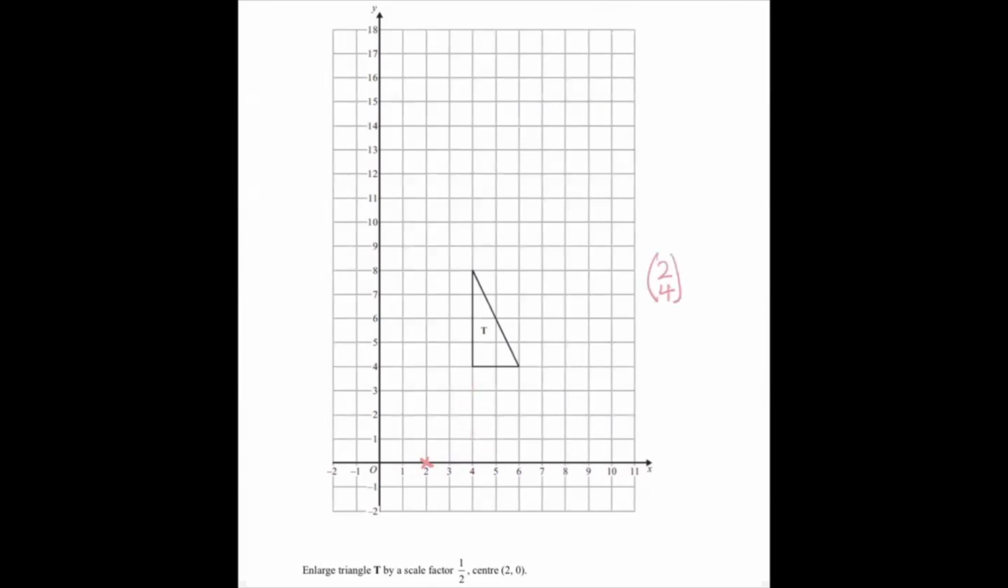And then I would times it through by the scale factor. So if I half those numbers, I will end up with 1, 2. So I'll do that movement, which takes me here. That is the corner of the new shape, which has to be half the size. So it will be 2 up instead of 4 up, 1 along, and then you join it up to make your triangle.